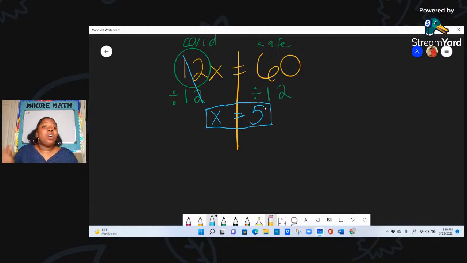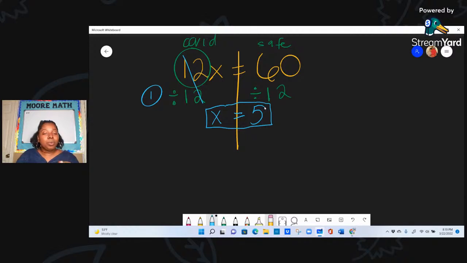So why is it called a one-step equation? Because it takes one step to solve it. Okay. No, you did good. It was 5. So it takes one step to solve it. What was that one step? Divide both sides by 12. That was it. Okay. So let's try it again.